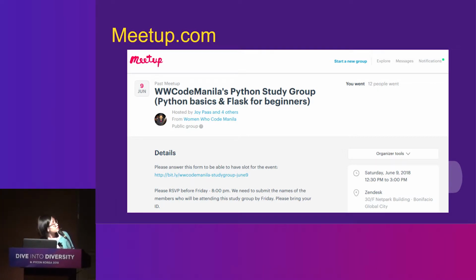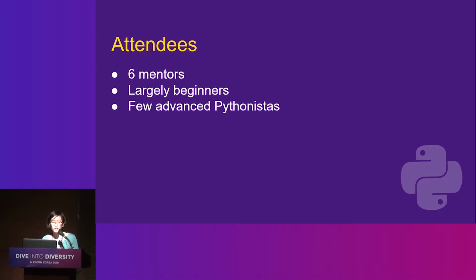And for our attendees, currently we have 6 mentors in our Python study group. So what does a mentor do? The mentor helps me in facilitating the study group. They roam around the study group if a member has a question or if they are having a problem implementing a solution, so they are there to help the members.